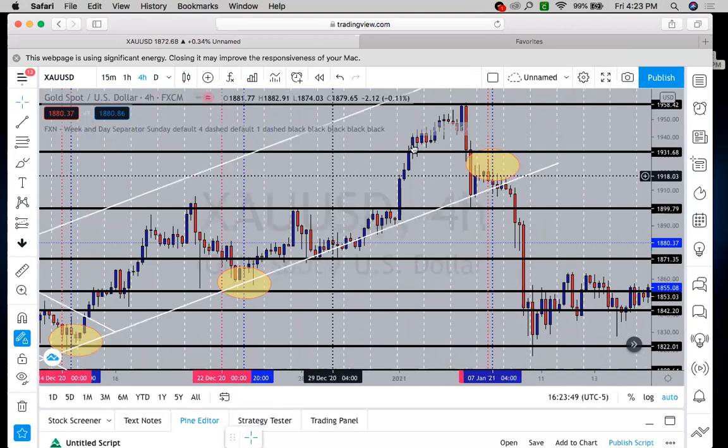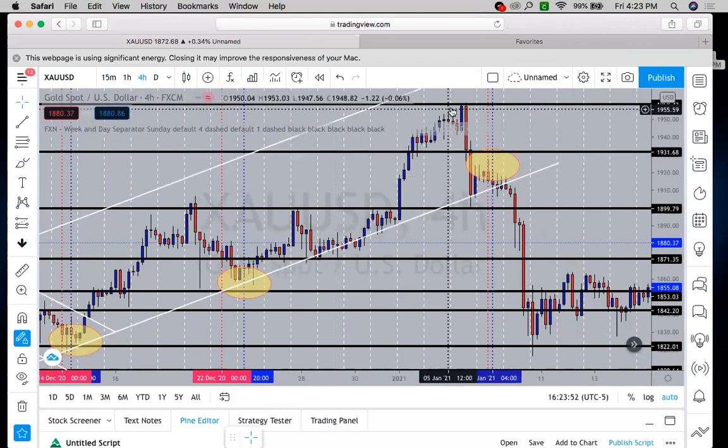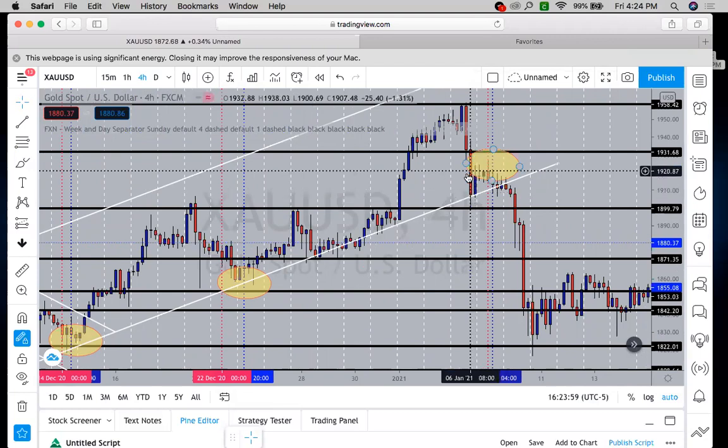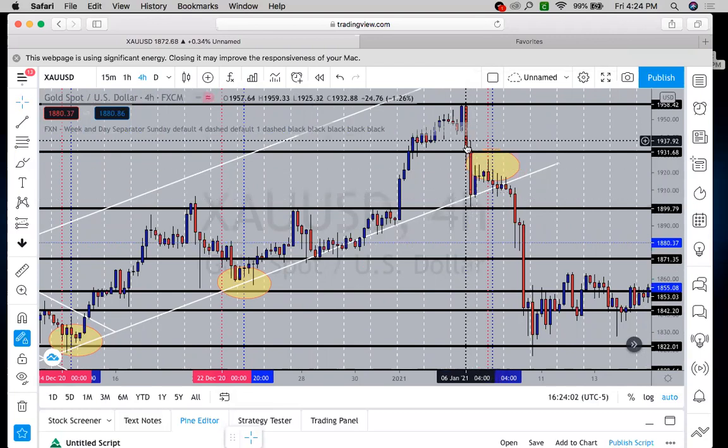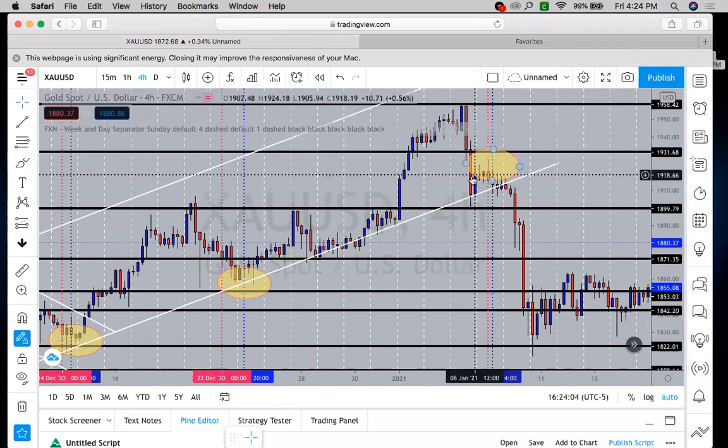Now, it breaks a zone right here. Comes back down, retest. Instead of retesting it and continuing, it didn't. It broke that zone, right? It broke that zone with a strong institutional candle. This is the 4 hour.